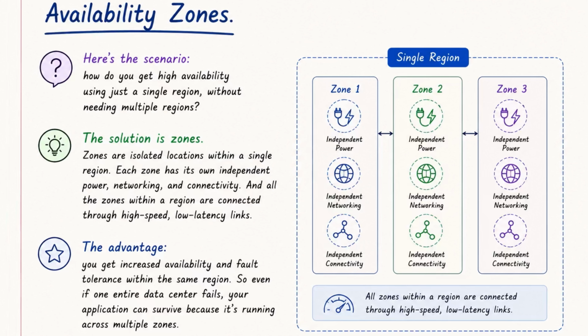Now here's one more concept that ties into all of this, availability zones. Here's the scenario. How do you get high availability using just a single region without needing multiple regions? The solution is zones. Zones are isolated locations within a single region. Each zone has its own independent power, networking, and connectivity. And all the zones within a region are connected by high-speed, low-latency links. The advantage is you get increased availability and fault tolerance within the same region. So even if one entire data center fails, your application can survive because it's running across multiple zones.